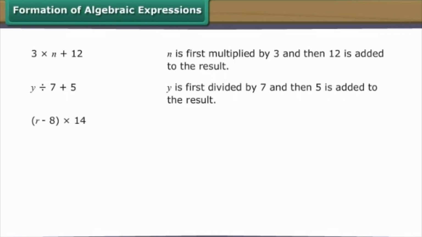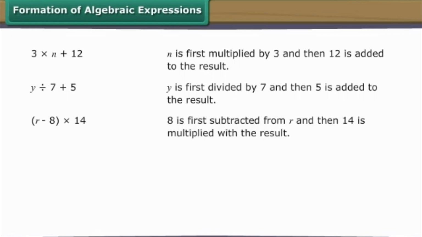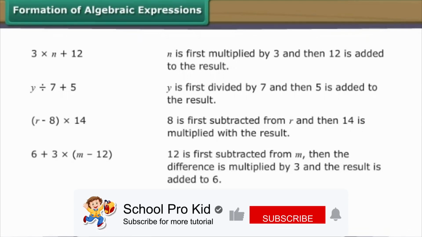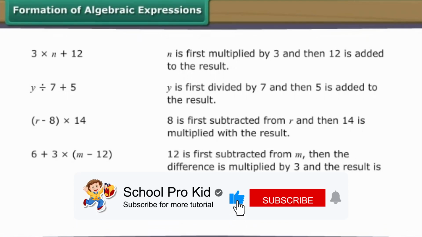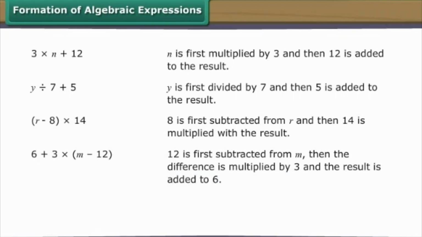Bracket starts r minus 8 bracket closes into 14. 8 is first subtracted from r and then 14 is multiplied with the result. 6 plus 3 into bracket starts m minus 12 bracket closes. 12 is first subtracted from m, then the difference is multiplied by 3 and the result is added to 6.